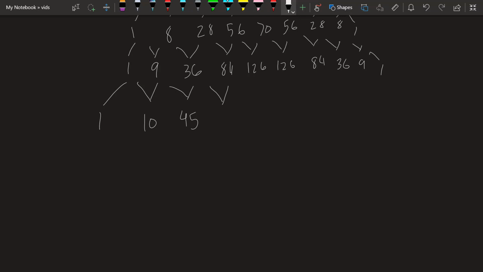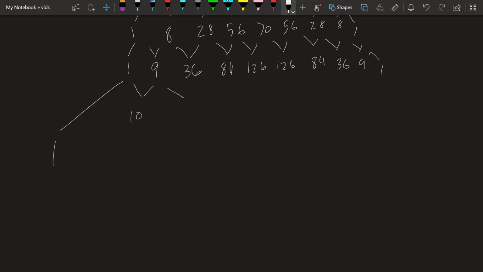84 plus 36 is 120. 126 plus 84 is 210. 126 plus 126 is just 252. 126 and 84 is 120. 84 and 36 is just 45. Sorry, 84 and 36 is not 45. I'm being stupid at math right now, guys, forgive me. To be honest, I've been trying to record this video for the past, I don't know how many days. I don't have enough space, guys. I'm sorry. So let's just extend this here.